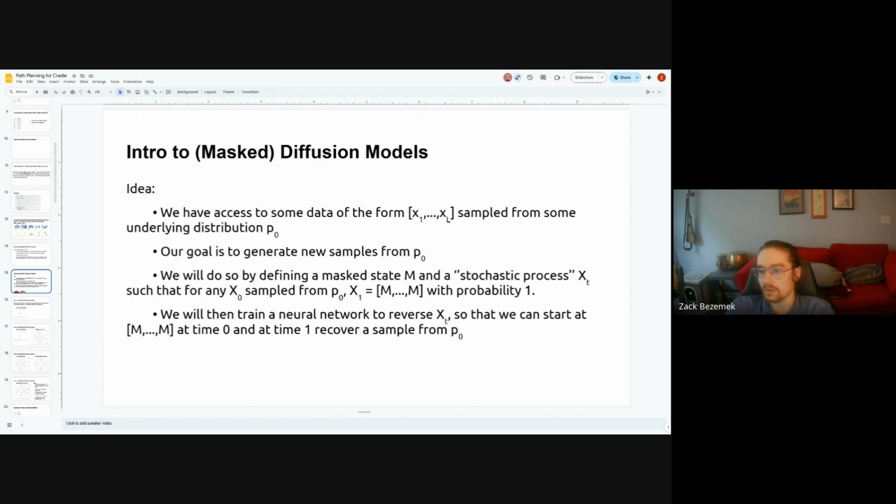And for diffusion models generally, what we do is we will have some stochastic process so that if we start at time 0 at a sample from P naught, the data that we have access to, and we flow forward to time 1, then we're going to be in some distribution that's very easy to sample from. In the particular case of mask diffusion models, that distribution is just always going to be a set of all mask states. So we want to train a neural network to be able to reverse this process, meaning that we can sample from that easy to sample from underlying distribution, in this case, just starting at a sequence of all mask at time 1. And if we simulate that process to time 0, then we recover a sample from P naught.